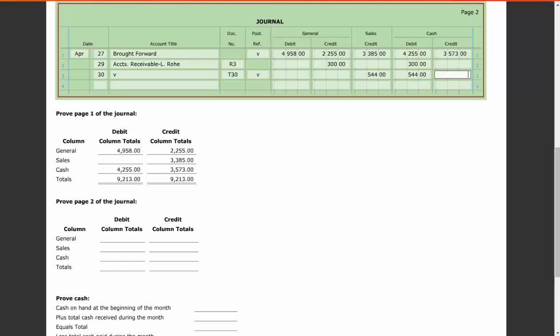Instruction number 4 tells us to prove page 2 of the journal. Now, in order to prove the bottom of a journal page for the month, we know we don't have any more transactions for April, right? Your totals are always going to be the last day of the month. So this means you need to know how many days are in each month. At any given point, you have to be like, how many days are in February? How many days are in September?